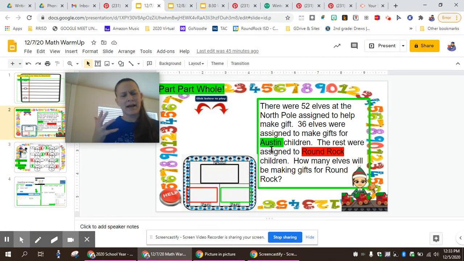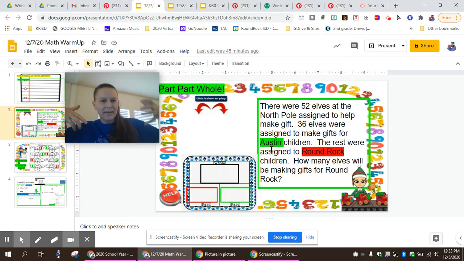Austin was when I'm acting that out, and I even acted it out when I was visualizing it too, right? I thought and I saw that Austin group of elves over here making gifts and that Round Rock group making gifts over here. So there were kind of those two parts right there, right? Okay. So I think those are going to be my parts. Now I'm going to go read it one more time and see where to plug in my numbers or where to plug in my question mark of what I'm trying to figure out.